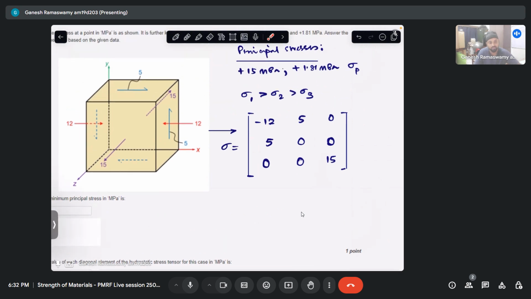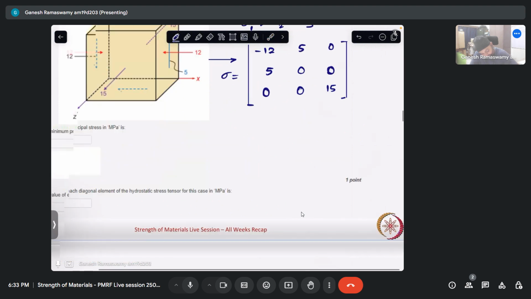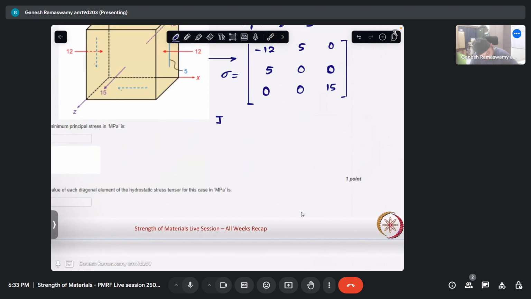I know that for a stress tensor, the trace of the stress tensor is an invariant, which is the first invariant. So therefore, using I1 equal to trace of sigma, which is minus 12 plus 0 plus 15, which is equal to 3 MPa. So the trace of the matrix, that is the first invariant, is 3 MPa.